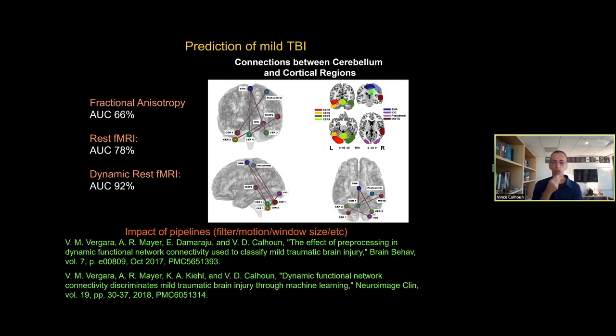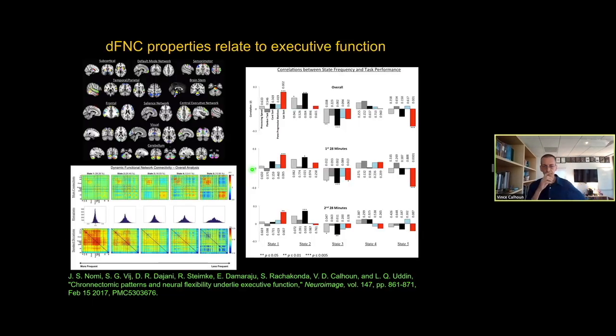Here's an example looking at mild traumatic brain injury, where we compared the accuracy of prediction, whether these individuals had mild TBI or not, using fractional anisotropy, static resting fMRI, or dynamic resting fMRI. And you can see the performance is quite a bit higher with dynamics. When we look at the features that were relevant, we see it was these long-range connections between cerebellum and sensory motor areas that were the most predictive.